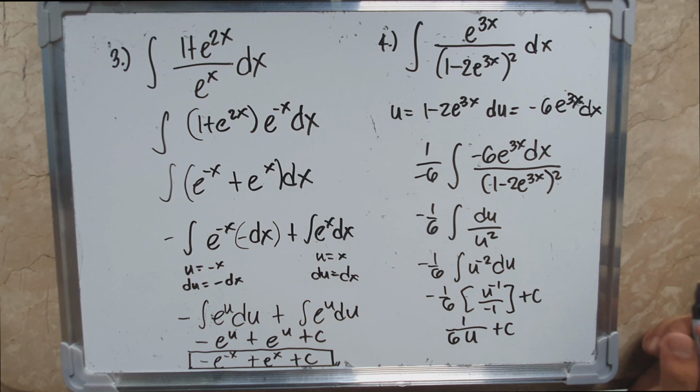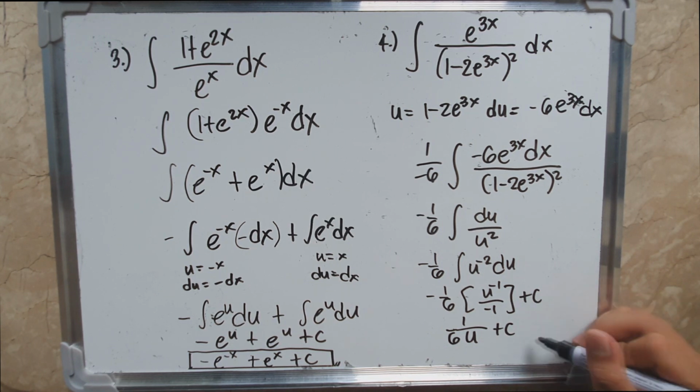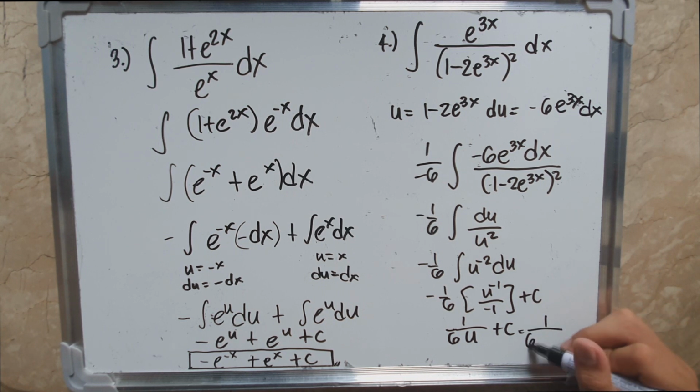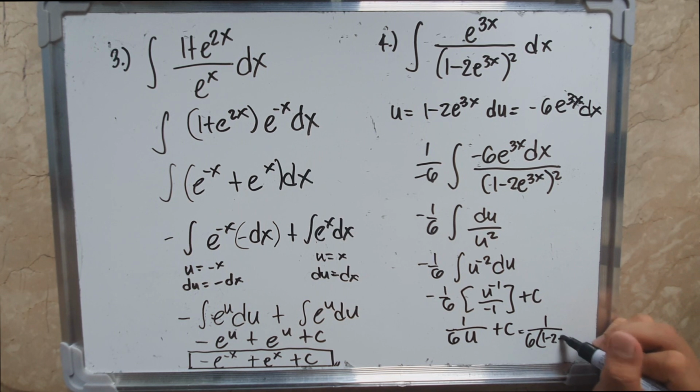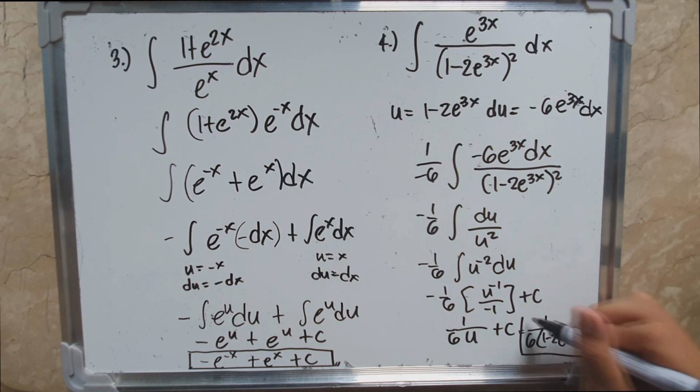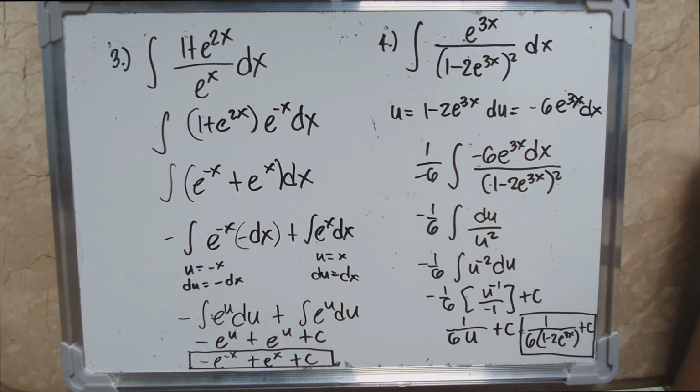So our final answer will be 1 over 6. What is the u? 1 minus 2 e raised to the power of 3x plus c. Now this is our final answer.